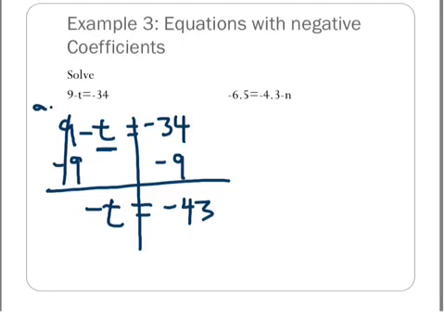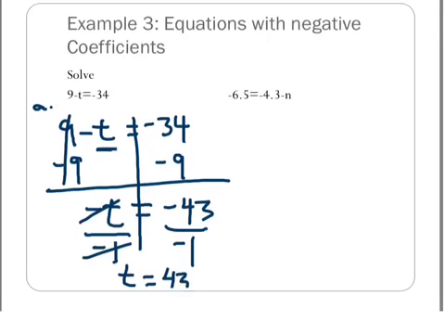At this point, it looks like I'm done, but I'm not. I don't have t isolated. I have negative t isolated. To isolate t, I've got to get rid of that negative next to it, so I'm going to divide by a negative 1. What I do to one side, I do to the other. Notice that negative 1 cancels out the negativity of the t, and I have t left by itself. Negative 43 divided by negative 1 is a positive 43. t is equal to 43.